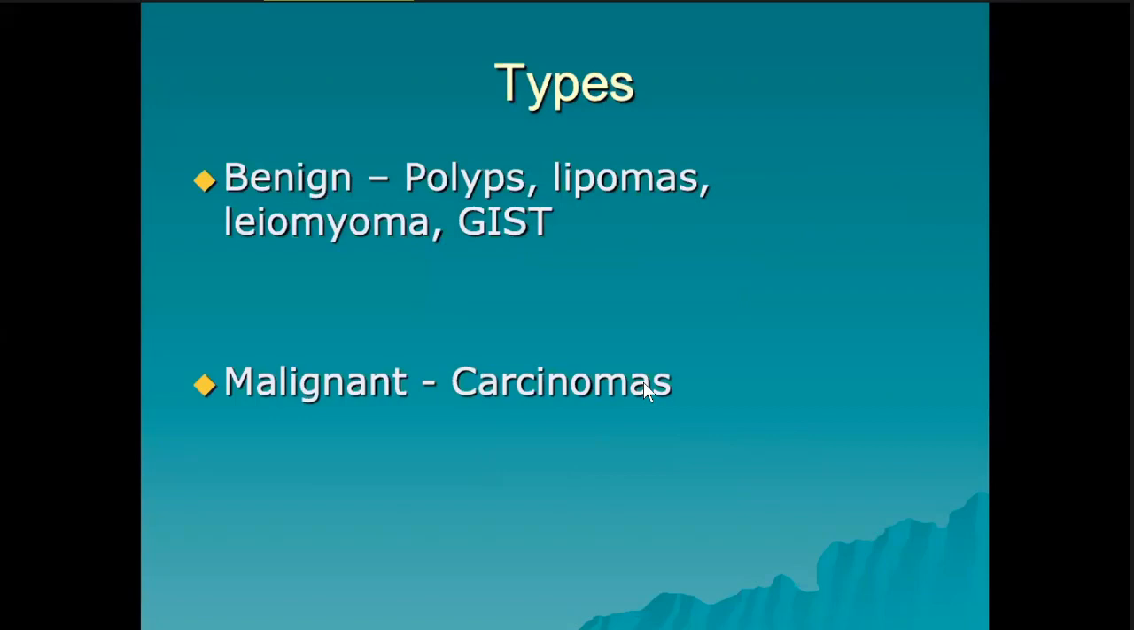Now, GISTs, of course, can be benign, and they can later become malignant. Small GISTs are considered benign. When they get larger, they can become malignant, okay? Now, the malignant tumors, as you probably already know, are the carcinomas, which you can get anywhere in the large bowel.